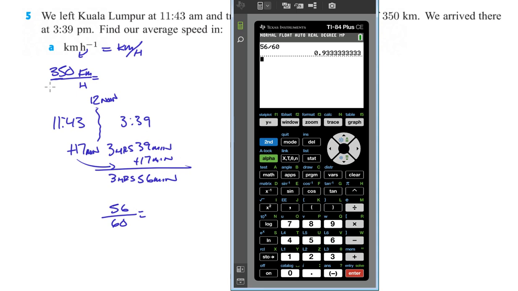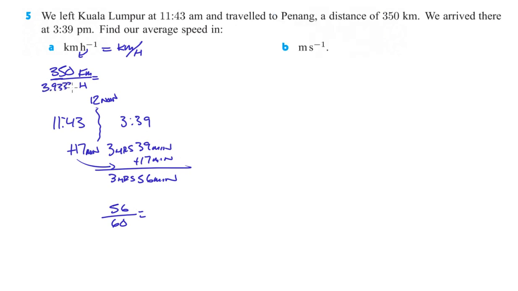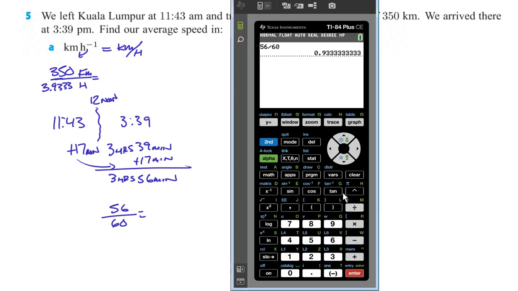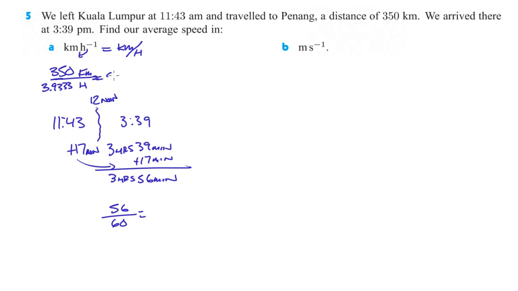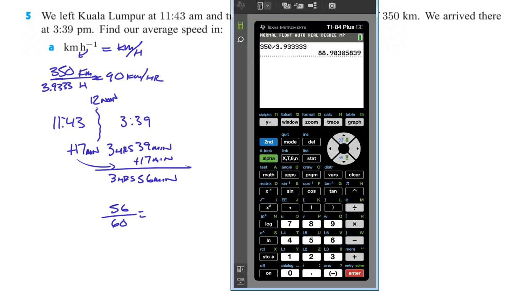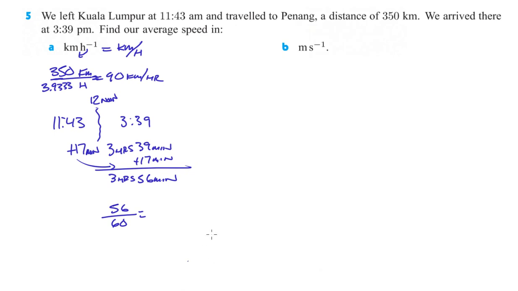So this is going to be 3.9333 hours and 350 kilometers. So we will simply take 350 divided by 3.9 with a bunch of threes on the end there, and we get 89.98, so about 90 kilometers an hour, right? Let's go with 89 instead. I think that's a little bit more accurate. Okay. So about 89 kilometers per hour.